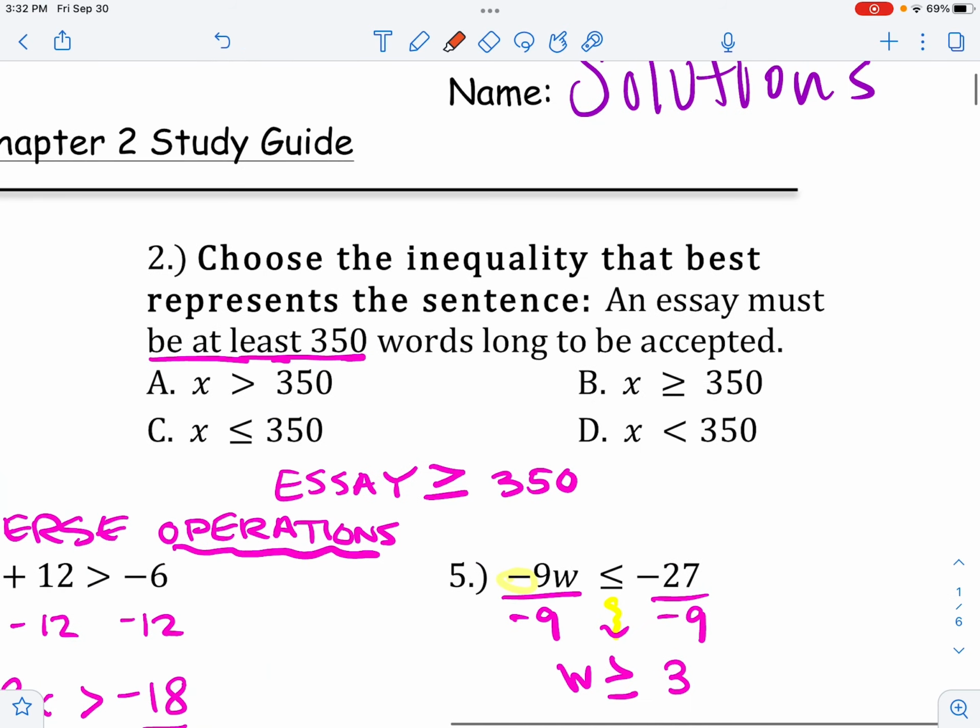Number 2, choose the inequality that best represents the sentence. An essay must be at least 350 words. So when I think about this, it has to be 350 words. Can it be more than that? Well, yes, it can be more than that. So I know that B is my correct answer because the essay could be more than 350 words. Now, if it said it can be no more than 350 words, then that would be C, right?